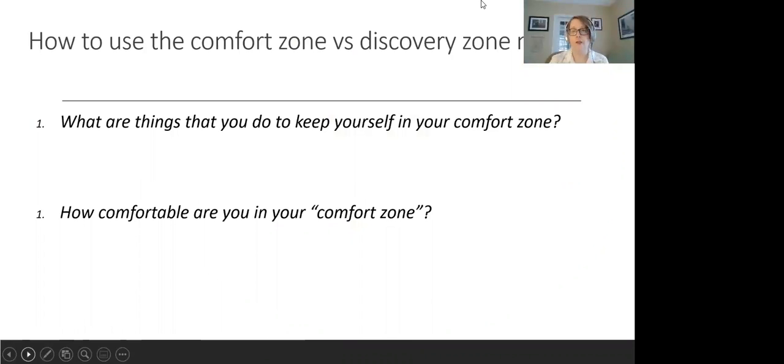So if we think about OCD, what are the things you do to keep yourself in your comfort zone, right? And so have folks write out the answers to that in that little blue circle, just in that little blue circle. They'll have to write really small, okay? Then you ask, how comfortable are you in there?